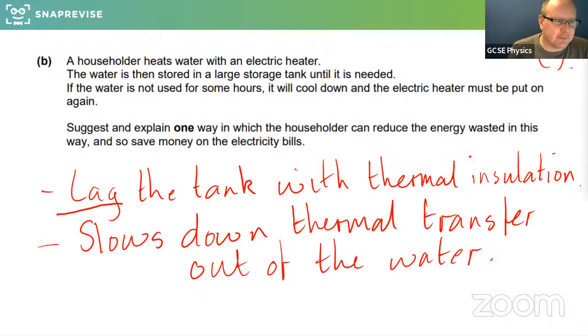You could effectively replace that word with wrap. Wrap the tank with thermal insulation. Lagging is an English or Anglo-American word which refers to a jacket that's put around something as insulation. So just saying wrap the tank with thermal insulation is great. You don't need to worry about the word lag. And yeah, the trapped air in that layer of thermal insulation is what's going to help keep the heat in.